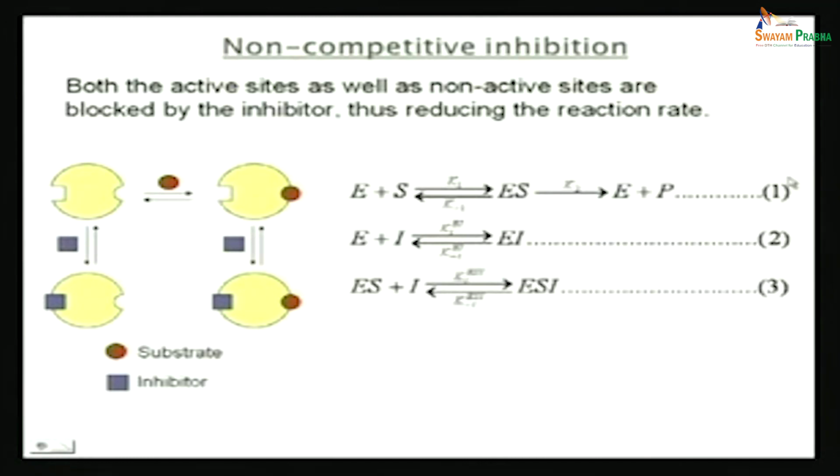So in the competitive inhibition, you had equations 1 and 2, right? Equation 1 is the general equation in the absence of inhibitor, which is the substrate and the enzyme reacting to form the complex, that forming the product.